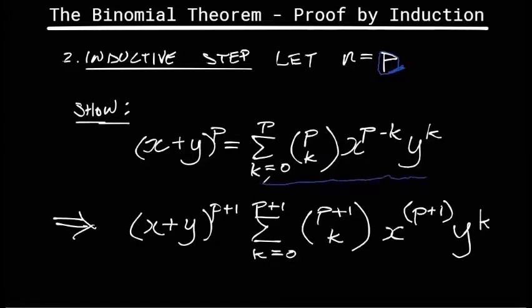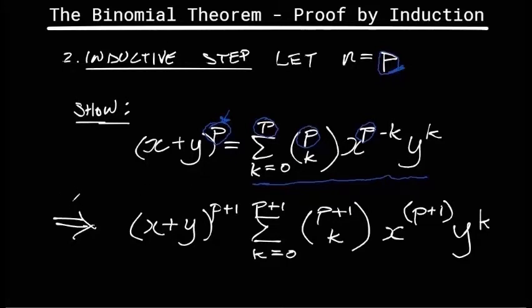This is the same as the statement of the theorem that we've already given, except where we had n before, we have p. So the structure is entirely the same. We're just replacing n with p. So we're saying, what if this theorem was true for some power that we will call p? And then we're going to take that and run with it.